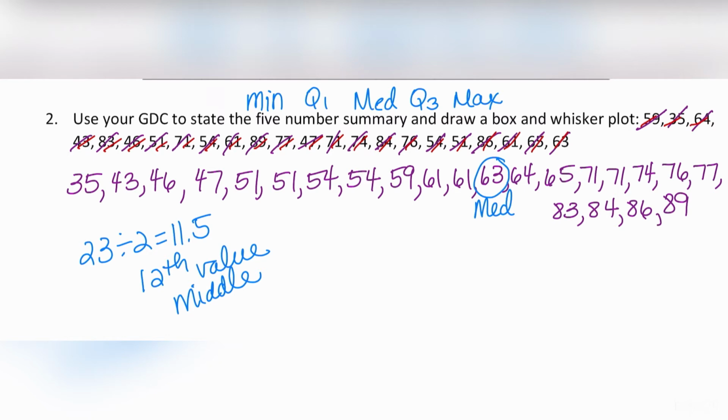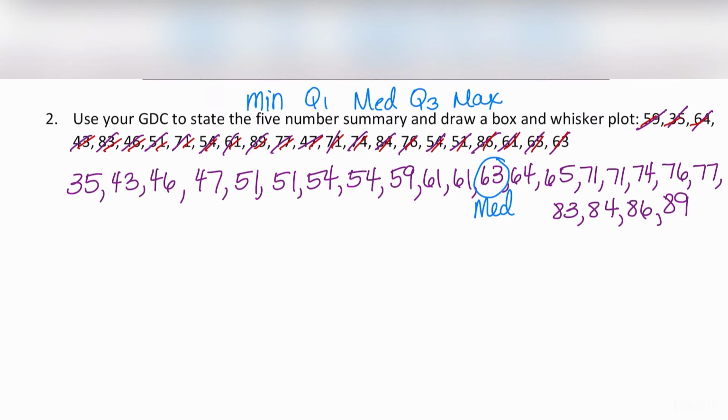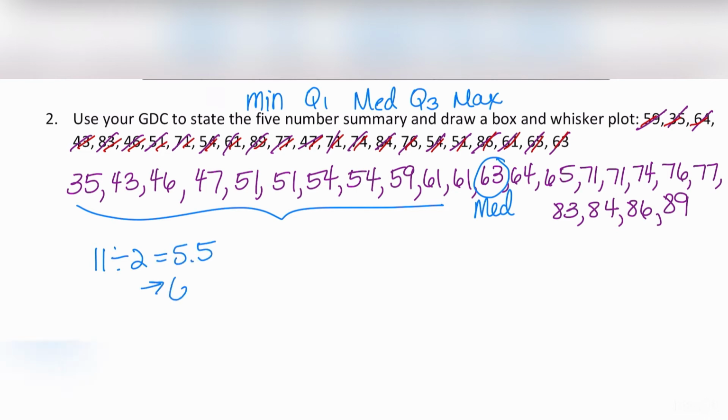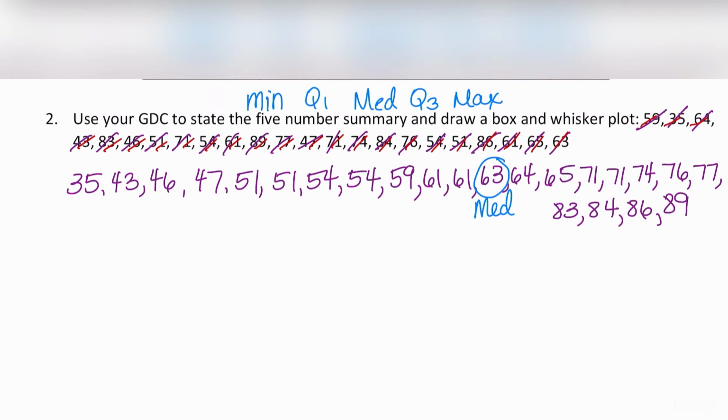Now I'm going to look to its left and to its right. Remember that this is the 12th value. That means there are 11 values to the left and 11 values to the right of the median. So from the 11 numbers on the left, if I do the same thing, 11 divided by 2 is 5.5. That means that my 6th value is going to be my middle of the left side, or my first quartile. So I'm going to find that 6th value, 1, 2, 3, 4, 5, 6. And so that 51 is going to be my middle of the left-hand side, or my lower quartile.